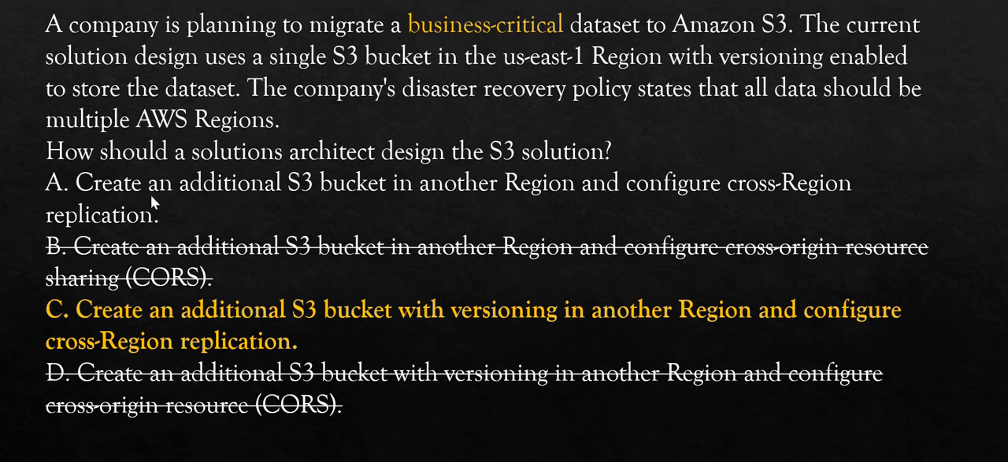Now let's look at option A. Create an additional S3 bucket in another region and configure cross-region replication. The only difference between A and C is that both look correct, but in the exam, C is right. The reason is that you cannot set up cross-region replication unless versioning is enabled. Looking at option A, C is more correct because here we are enabling the versioning. You cannot configure cross-region replication without turning on versioning. That's why option C is correct, so we will lock option C as our final answer.